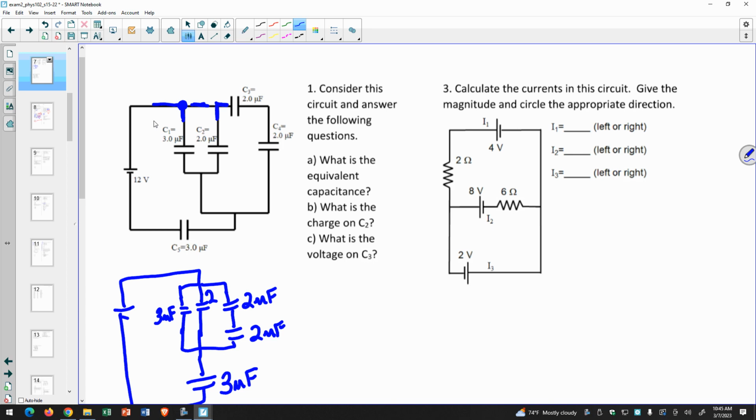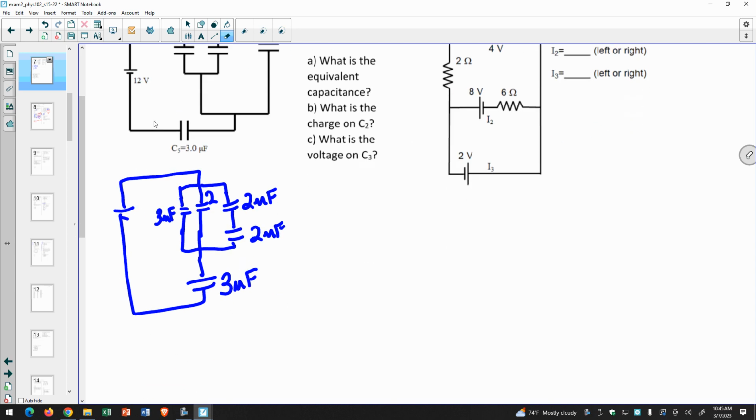I can move this far all the way down here if I want, and it would still be the same circuit. That is, I could redraw it so that it looks like this, and all coming back together. All right. So when I draw that final circuit, it looks like this one. Now I can combine some of these. I know the 2 and the 2 is 1 microfarad.